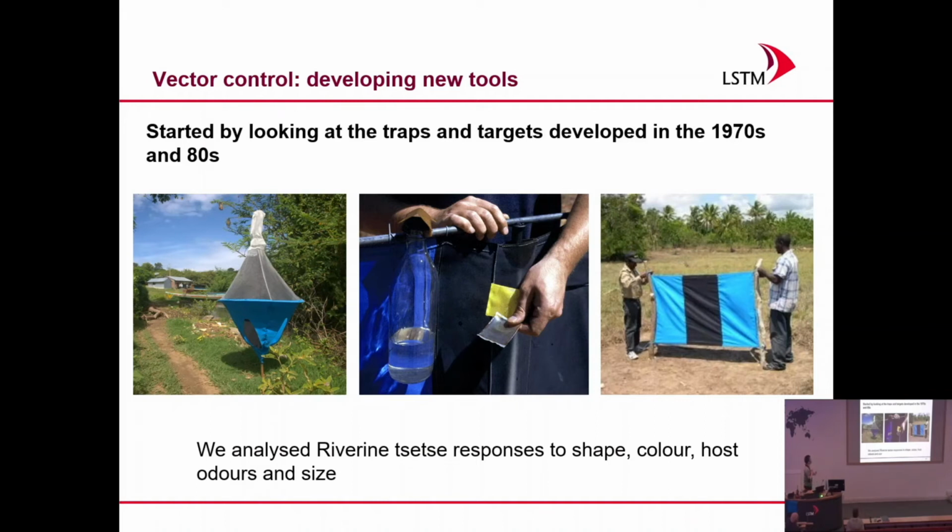So they started off by looking at traps and targets which were developed in the 70s and 80s. This is a trap that's typically used for control of flies where we have riverine populations, but you can tell by the size of it, it's huge. It's not very easy to put that across large areas, and it's extremely expensive, so it's never really been done in a systematic way. And then we have a target with an odor trap, and then one of the large targets used for savanna species.